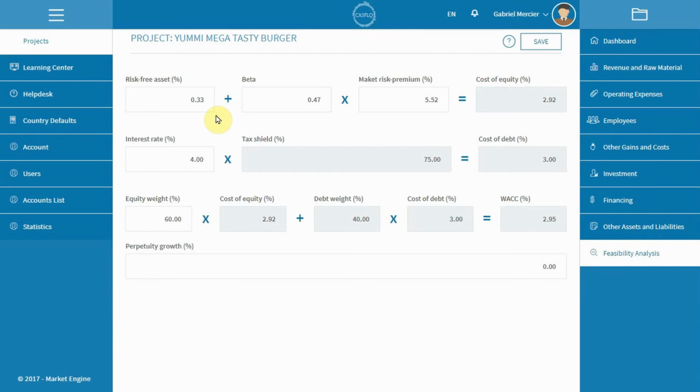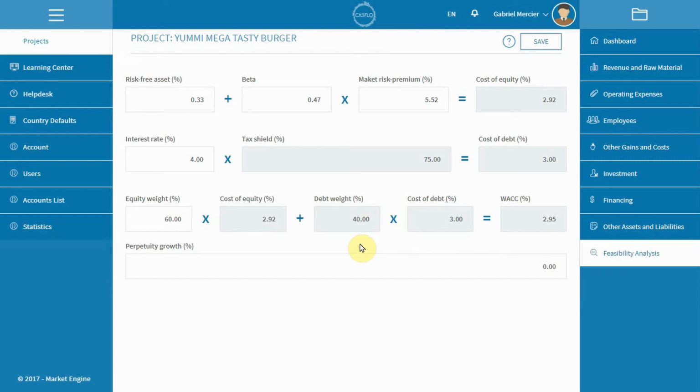As for the weighted average cost of capital, you just need to insert the equity weight percentage. The remaining fields of the formula are calculated according to the previous information. The last element is the perpetuity growth. It is not mandatory that you fill this field.